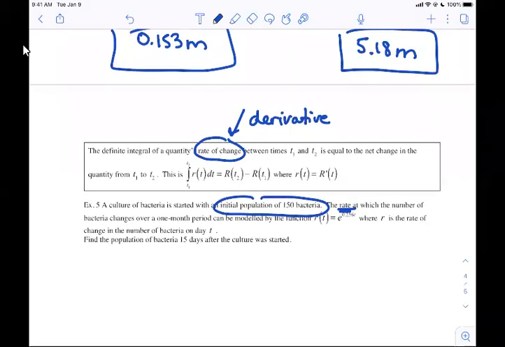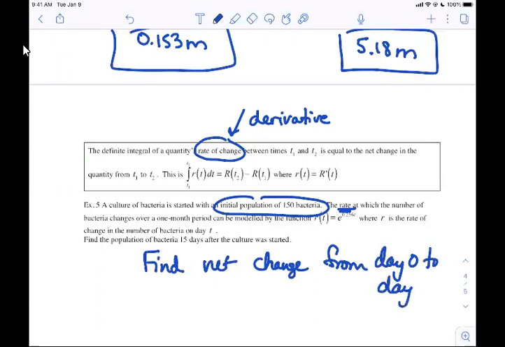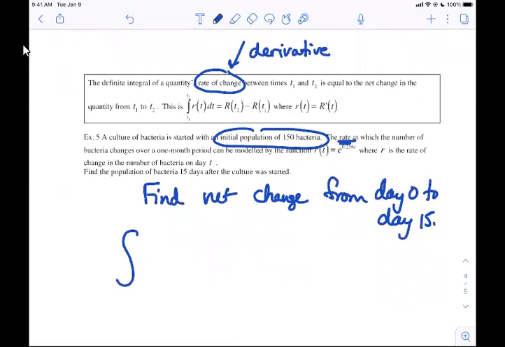So then to find the population after 15 days, we need to find the net change from day 0 to day 15. Well, in order to do that, I'm going to integrate the rate of change. I'm going to integrate the derivative. So go ahead and do this on your calculators. Now, number of bacteria cannot be a decimal. You can't have a partial bacteria. So let's round it to the nearest whole bacteria.